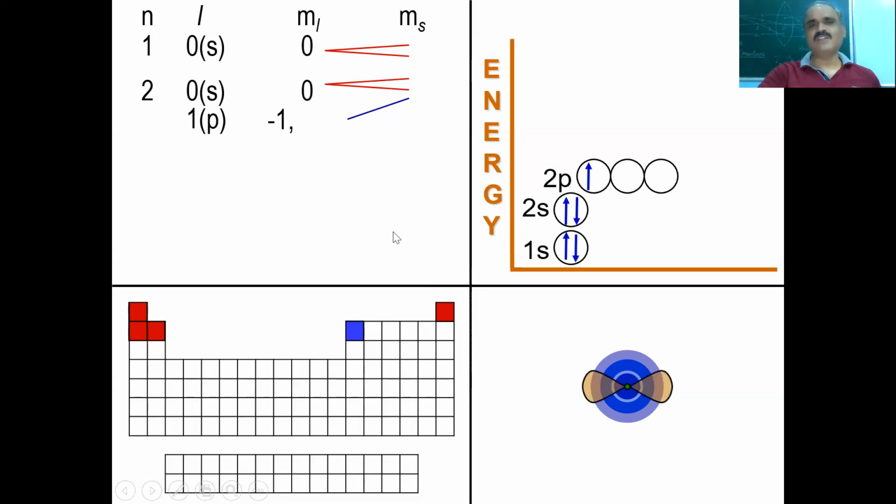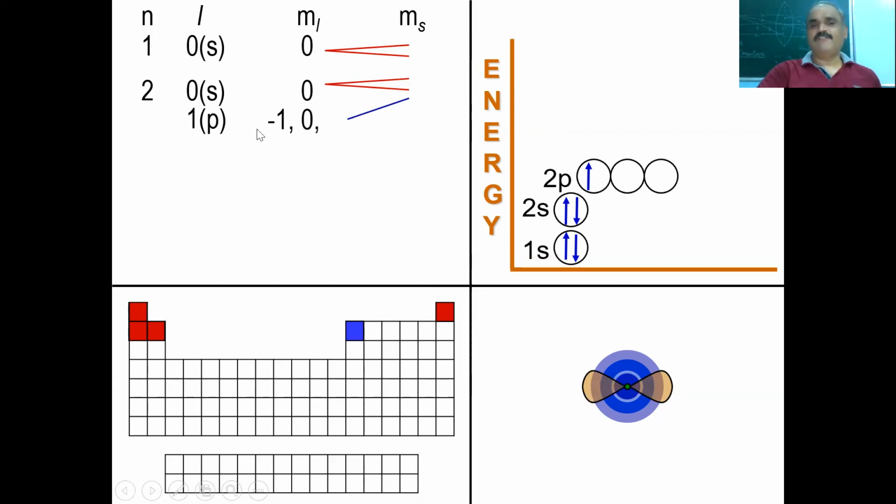Now, in the model of the atom, the p subshell is shown like this. You have learned that p orbitals are dumbbell shaped, slightly bigger than 2s in size. And in this dumbbell shape, the probability of finding an electron is maximum.